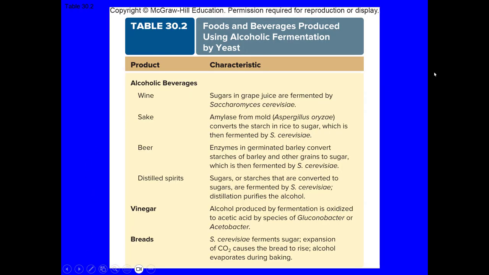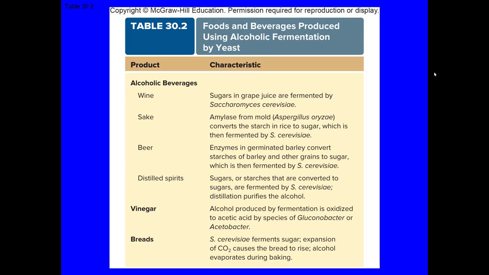Okay. Here is the next area. Now, this is where we use the alcoholic fermentation by yeast. All right. And everybody says alcoholic, so it's got to be just, you know, wine and beer. No. We're going to talk to you a little bit about vinegar, and we're going to talk to you about bread. Okay? The main key point is that anything that has sugars in it will be able to be converted.